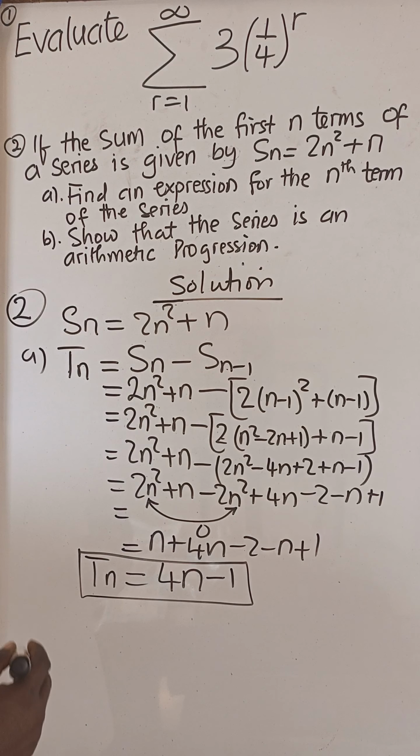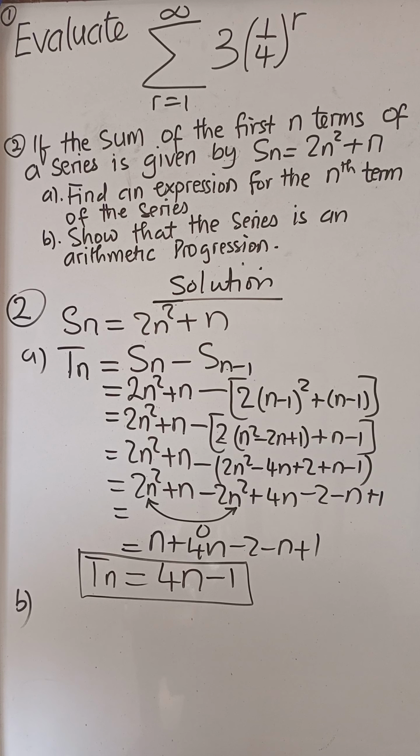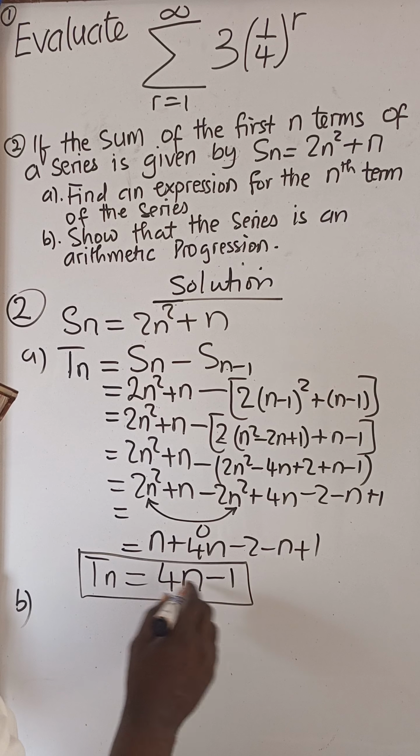That answers the first part of our second question. Second part, we are asked to show that the series is an arithmetic progression. We are not verifying, we are asked to show. That means it is an arithmetic progression. We must show that it is an arithmetic progression. All right. Again, our Tn is in this box.